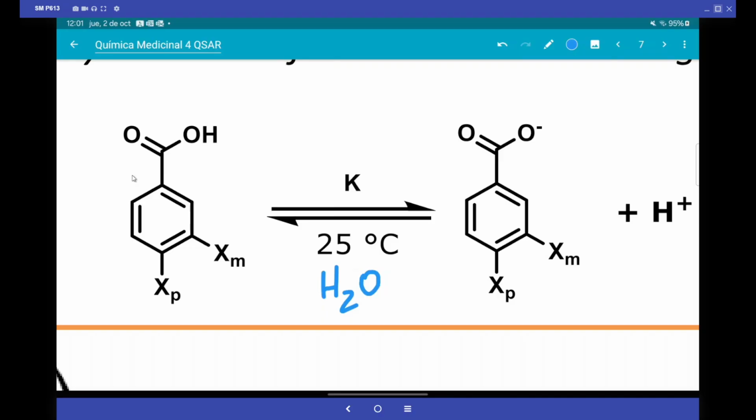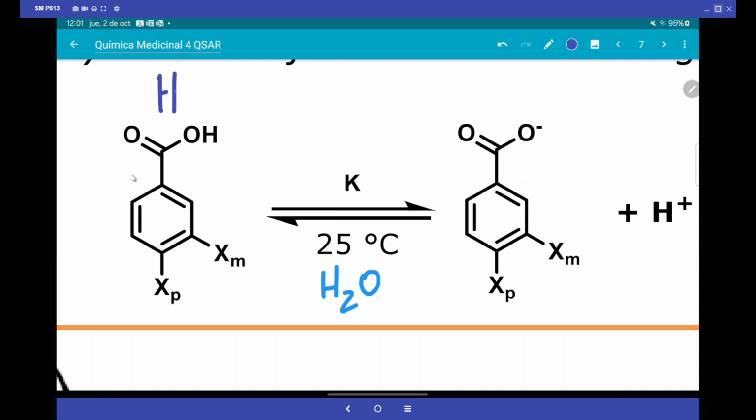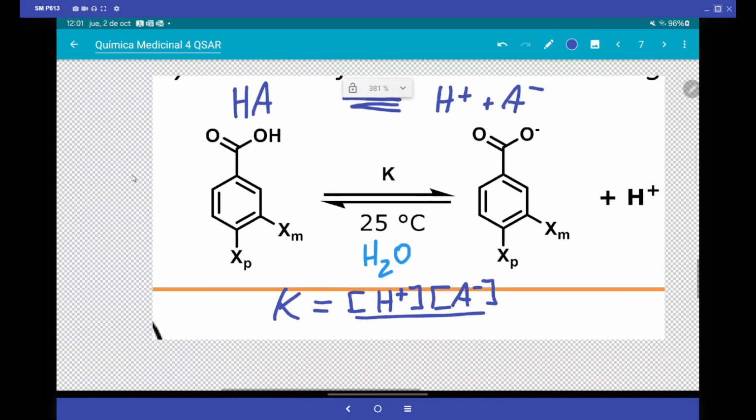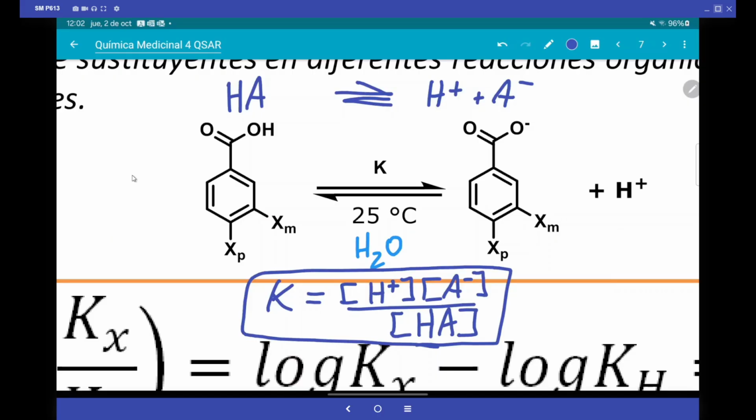Well, the constant for this process, if we consider that we are starting from an acid HA that generates a proton and generates an A, the constant of the process is K equals proton times A divided by HA. This is the constant. Then notice what we are going to do, or the general idea of Hammett's postulate.